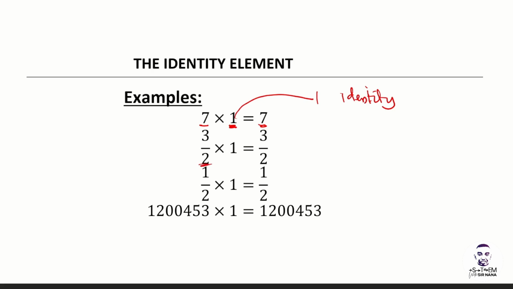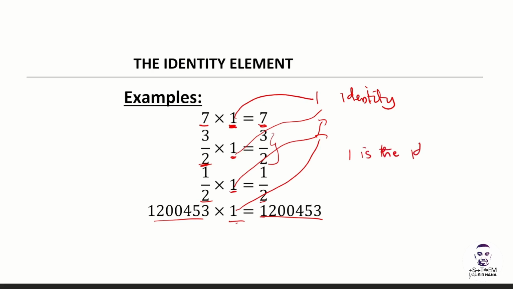Now for the fraction 3 over 2, when we multiply by 1, it still gives us the same fraction, 3 over 2. So we can say that this 1 as well is the identity. For a half, when we multiply by 1, it gives us a half. So 1 is the identity. And for 1,200,453, which is an even larger number, we still get the same thing. So we can say that for multiplication, 1 is the identity. I believe that you are understanding what the identity is when we are looking at examples, right?